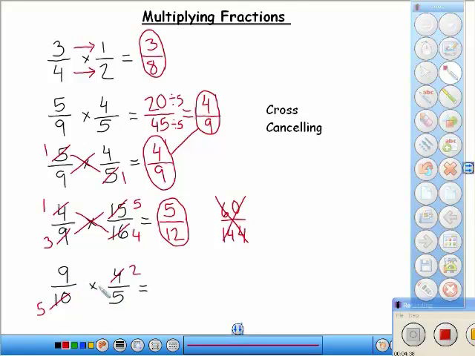Nope. You won't always be able to cross-cancel, and that's okay. So now we can just multiply across. 9 times 2 is 18. 5 times 5 is 25. And that's not the prettiest of fractions, but it cannot be reduced because there's nothing that goes into both of those except for 1. So that would be our answer, and that is how to multiply fractions.